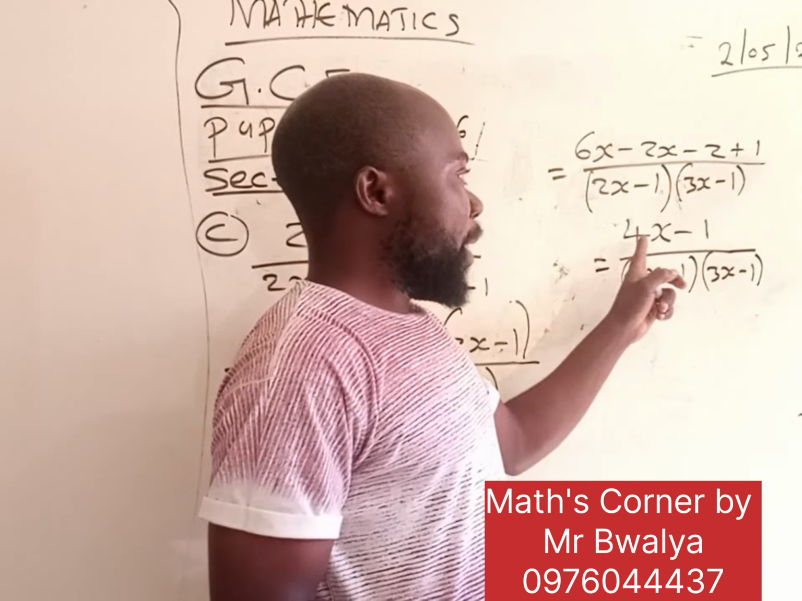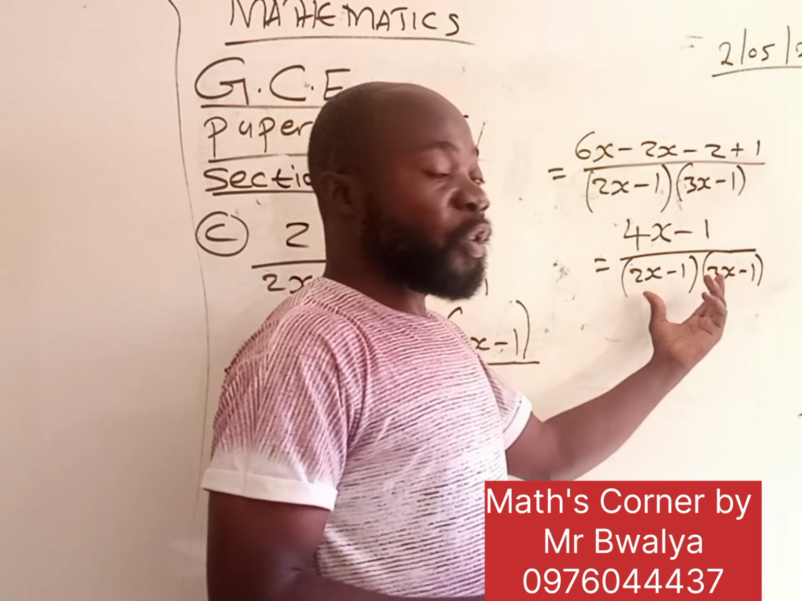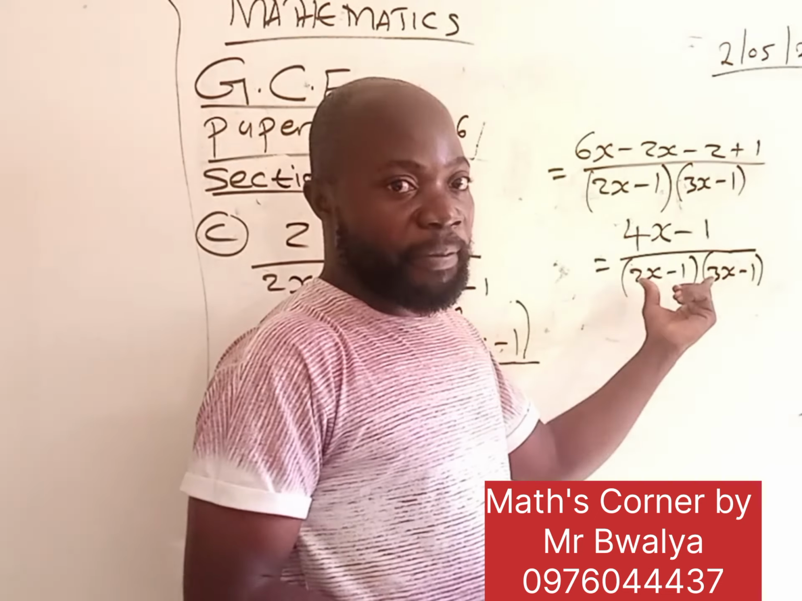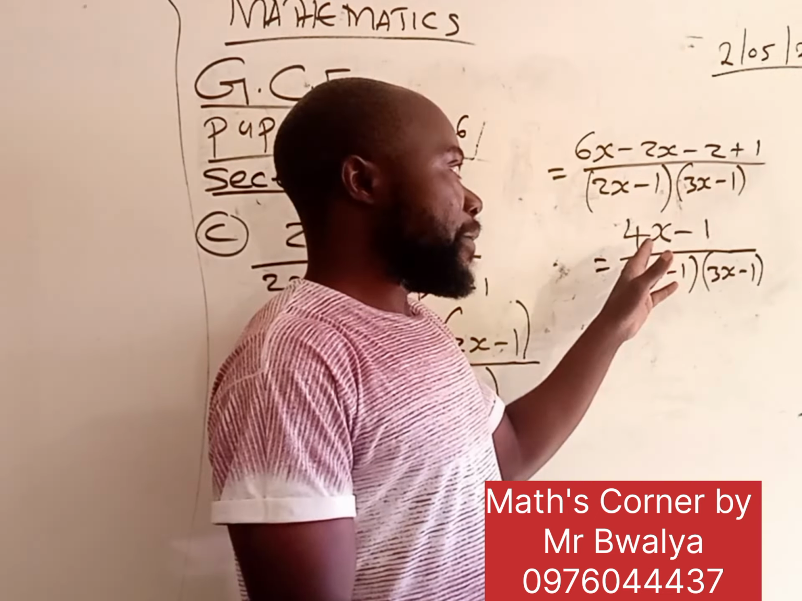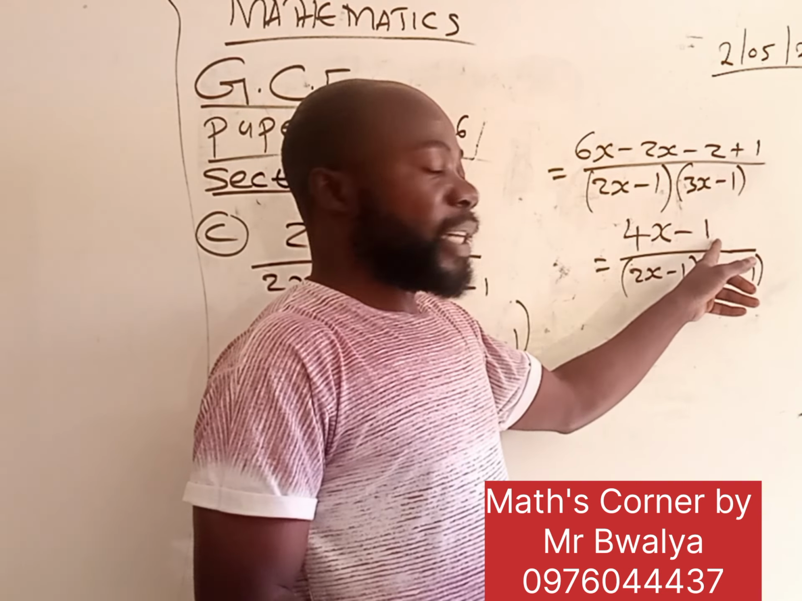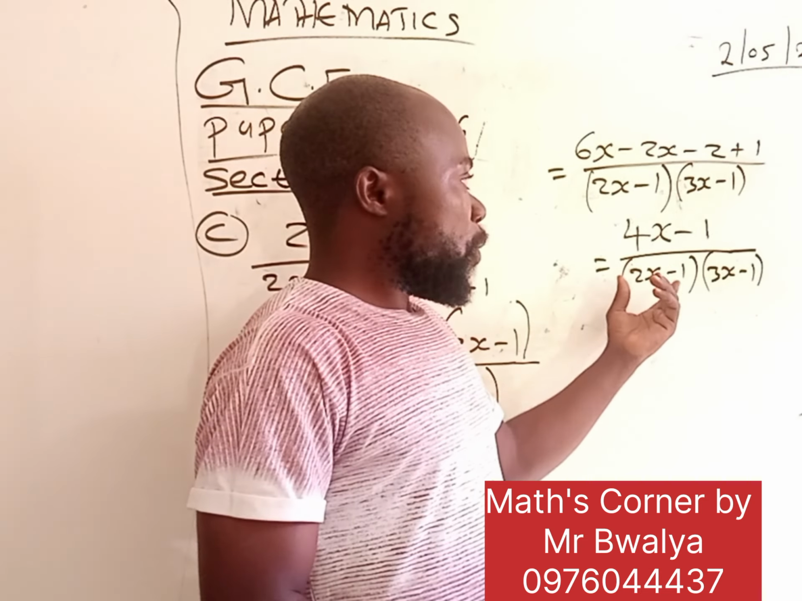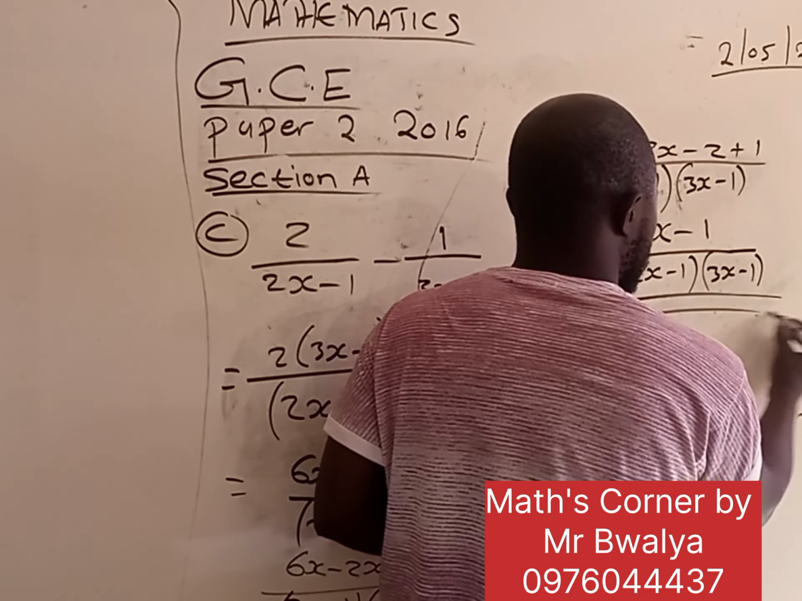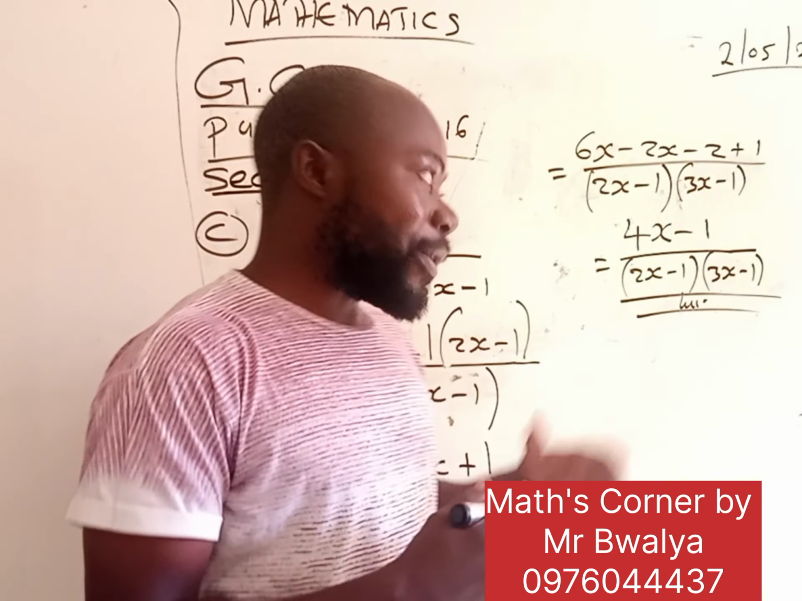So when you look at 4x minus 1 and the denominators here, the numerator and the denominators here, this one we cannot simplify any further because we've got different variables. We've got 4x. Here we don't have a variable, which is we've got negative 1. So of which we cannot simplify further. Therefore, our answer ends at this point. There, that's how simple it is.